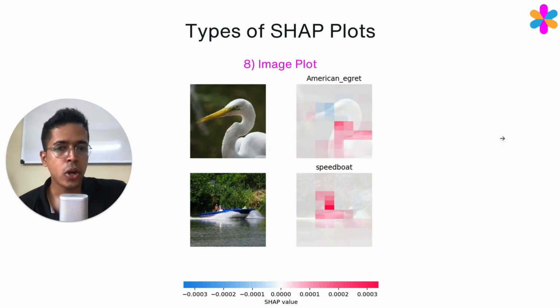And in the image plot, this we already saw. This is much easier to interpret. Red color pixels are the pixels contributing maximum towards this image being classified as a speedboat.